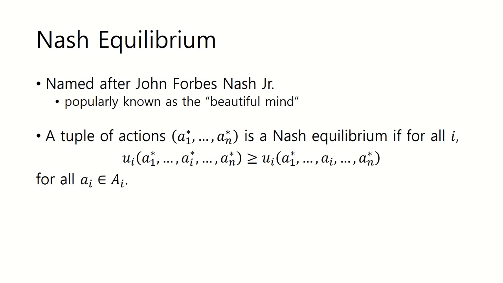It's really simple. But John Forbes Nash Jr. won the Nobel Prize for this contribution, for proposing this definition. And he also proved that the Nash equilibrium exists for a very large set of games. So that's also a contribution.